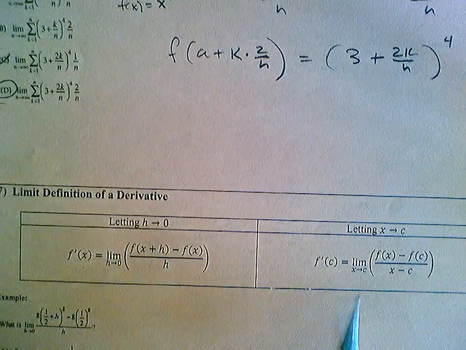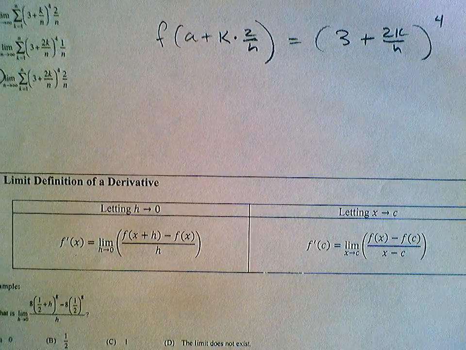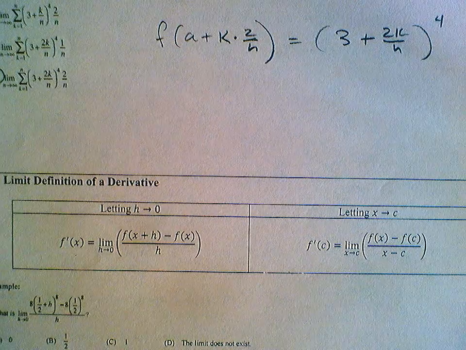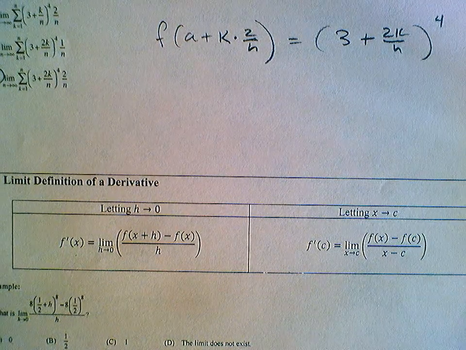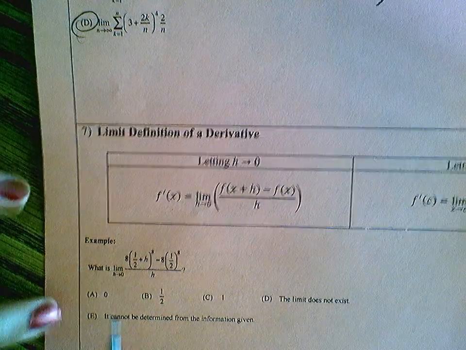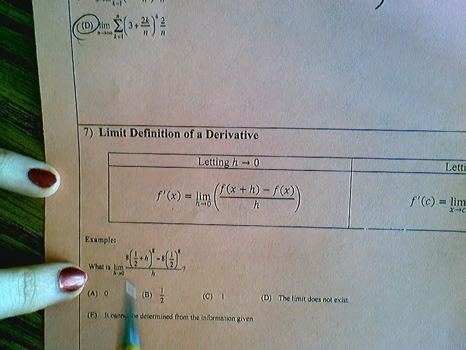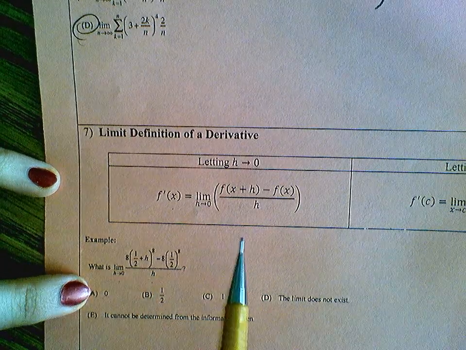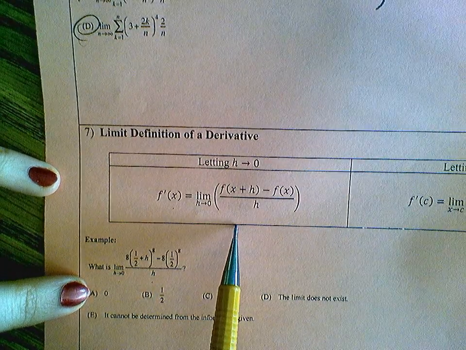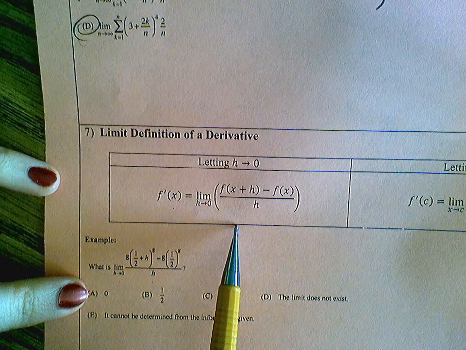Now, the limit definition of a derivative. These are the two limit definitions of a derivative. You need to know them because they could come up. But so here they're asking, what is the limit as h approaches 0 of this? This actually is the limit definition of the derivative of a certain function.